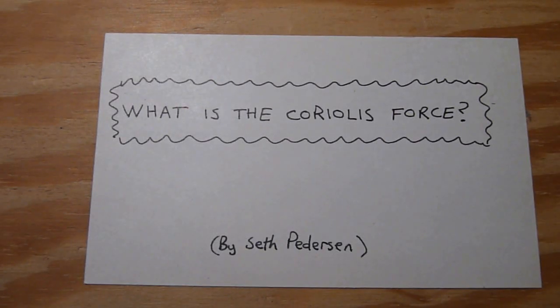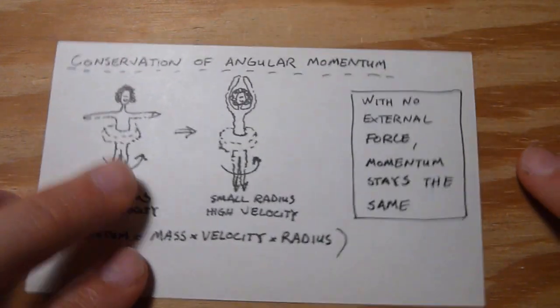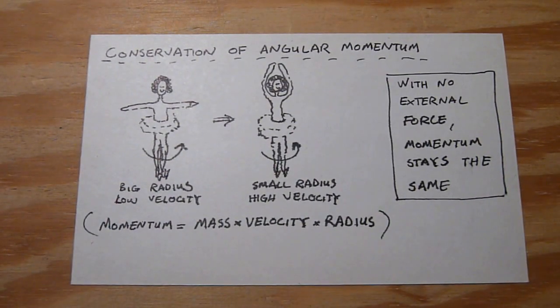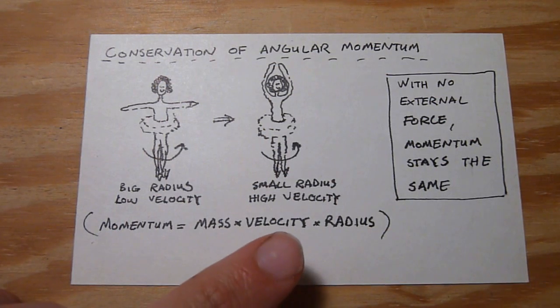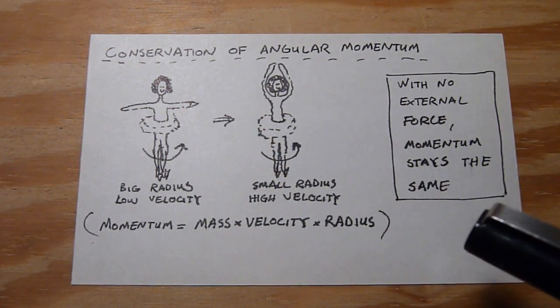Hello everyone, I'm going to explain today what is the Coriolis force. So first, we need to understand a concept called the conservation of angular momentum, which describes objects that are spinning around. Momentum is defined as mass times velocity times radius. And if no external force is applied to the object, the momentum will stay the same.